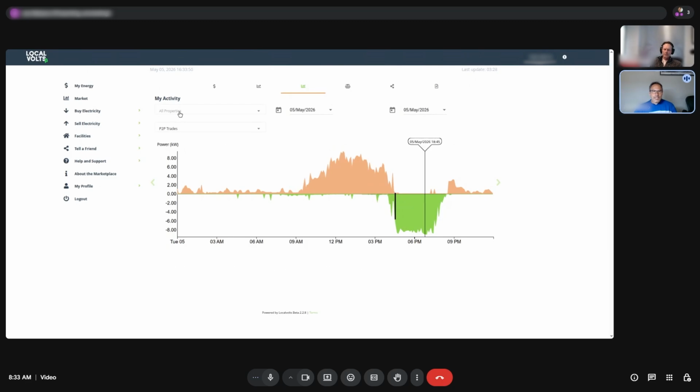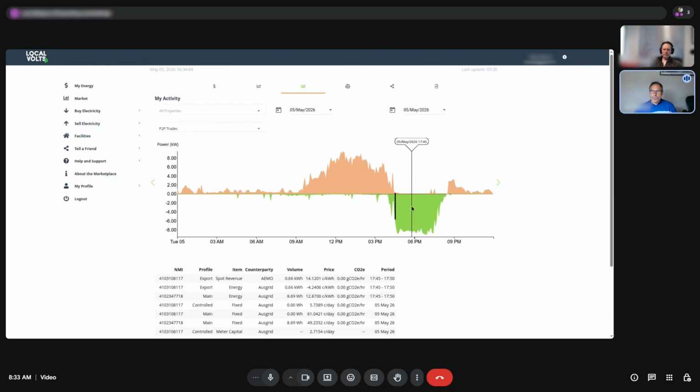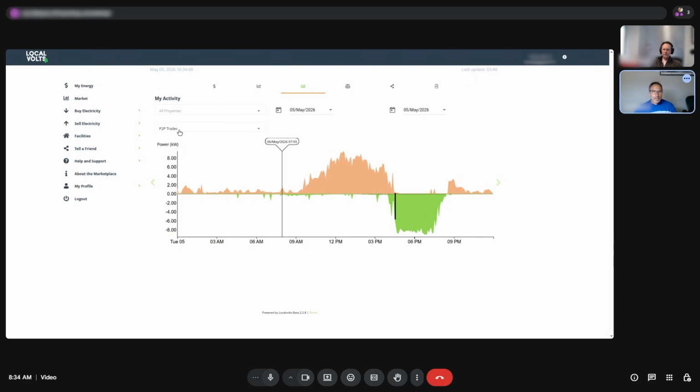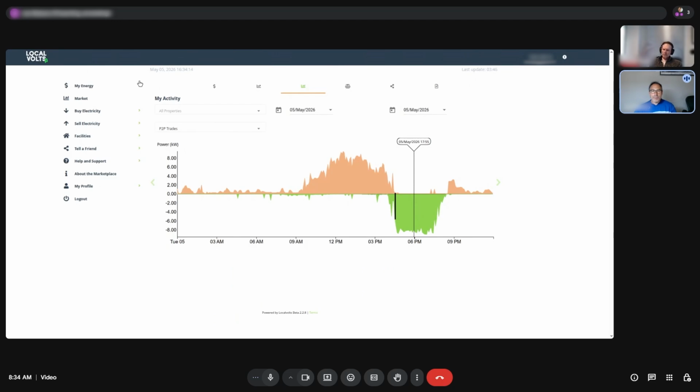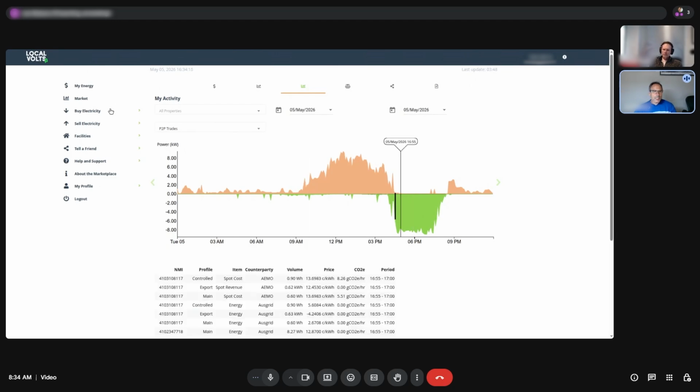So in this case, I have a property where I'm exporting quite a lot in the evening, and I might want to sell that to someone in particular. I can, of course, always sell it on the open market and just see who'll buy it. But if I have an arrangement with someone else, or I want to sell it to a family member or something like that, then I might want to do a directed trade.